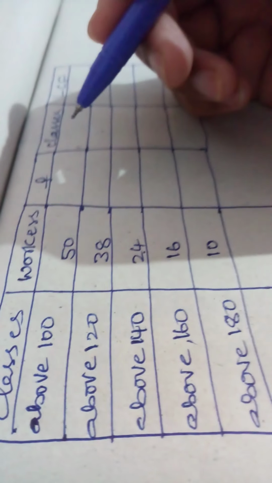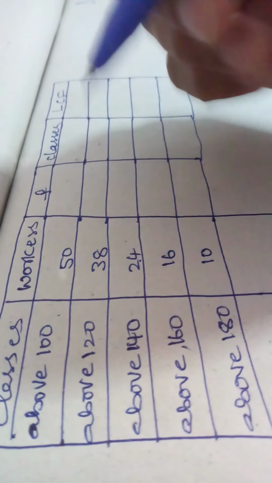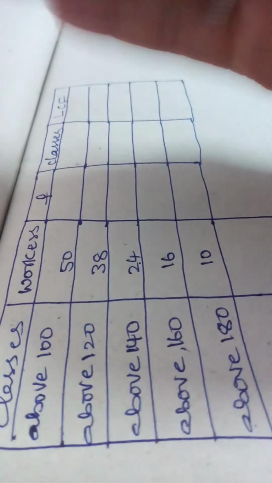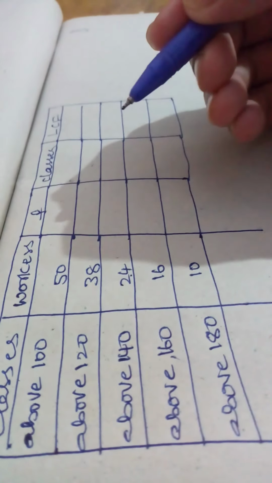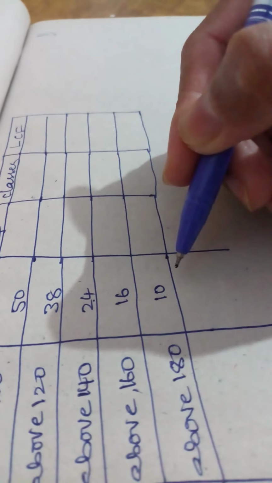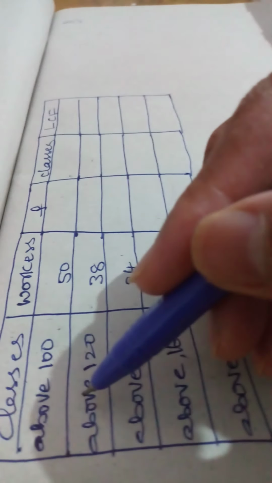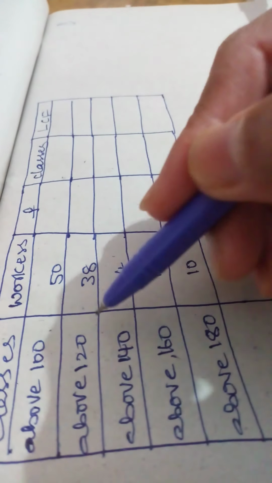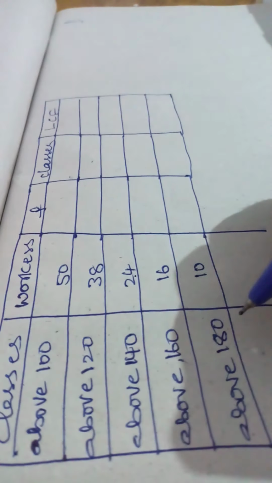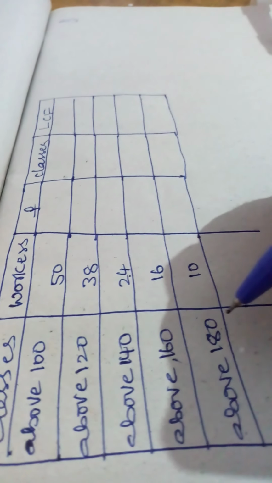Today we are going to learn how to plot a graph using the greater than cumulative frequency, and how to convert the greater than cumulative frequency, if given, to get the frequency and the less than cumulative frequency. By looking at the values, you can observe they are in descending order, and here the wording is above 100, above 120, above 140, above 160, above 180. All these resemble the greater than cumulative frequencies.